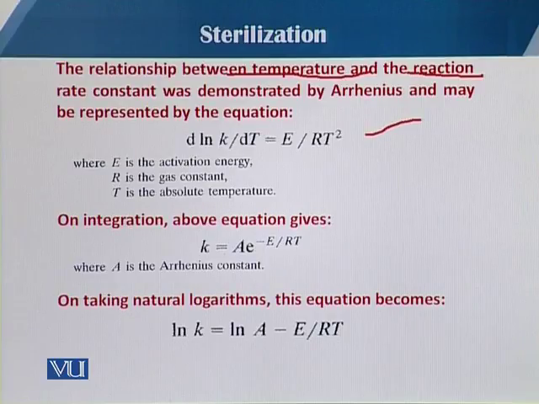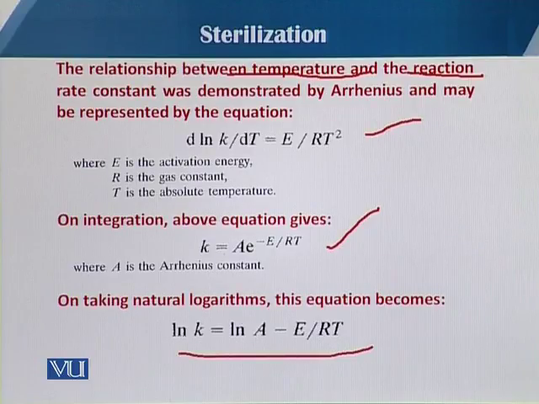So when we integrate this equation, we have K is equal to A e to the power minus E over RT, where A is the Arrhenius constant. When we take the natural logarithm of this equation, we have ln K is equal to ln A minus E over RT.